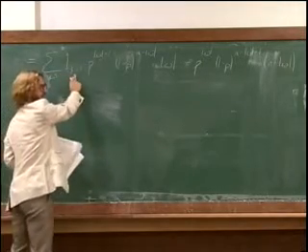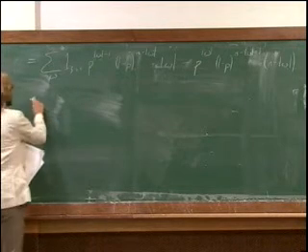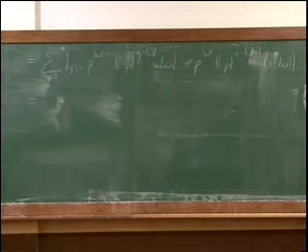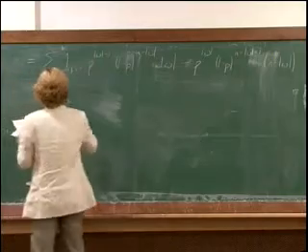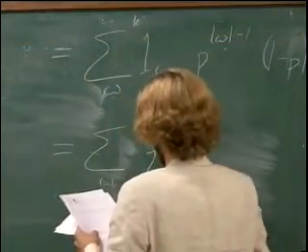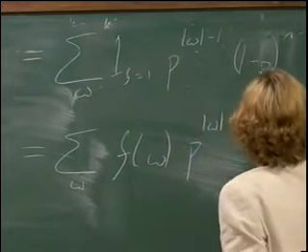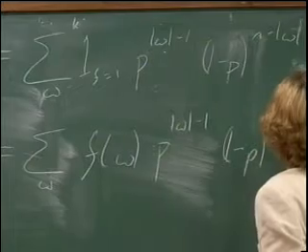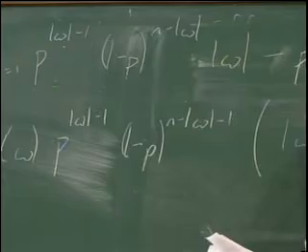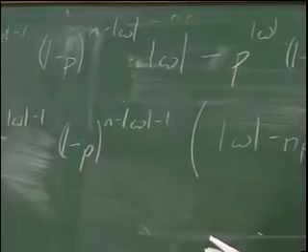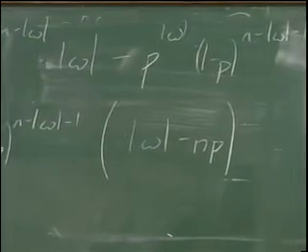The indicator function of f equals 1, when f is a 0-1 function, is kind of a silly thing to write. I might as well write f of omega there. So we get the sum over omega of f of omega, p to the size of omega minus 1, 1 minus p to the n minus size of omega minus 1, times size of omega minus np. Trust me or do it.